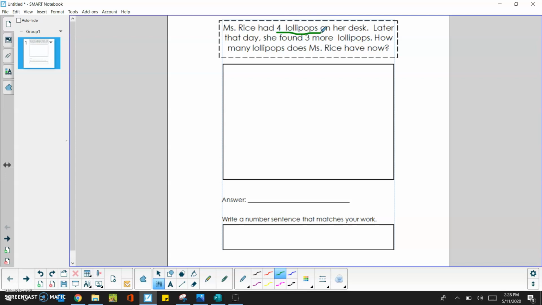Later that day, she found 3 more lollipops. How many more did she find? That's right, she found 3 more. How many lollipops does Miss Rice have now?